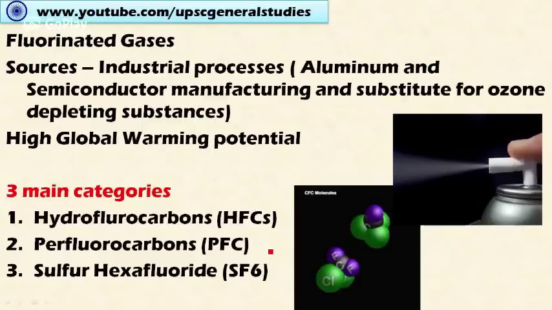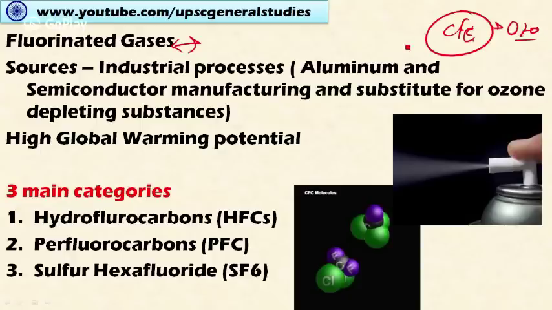And the next important greenhouse gases are fluorinated gases. They are emitted by various industrial processes. These include aluminum and semiconductor manufacturing and substitution. These fluorinated gases are used as a substitute for ozone depleting substances. We know that chlorofluorocarbons are used for various industrial activities like refrigerants, fire retardants, and aerosols. And these chlorofluorocarbons were causing the depletion of the ozone layer.